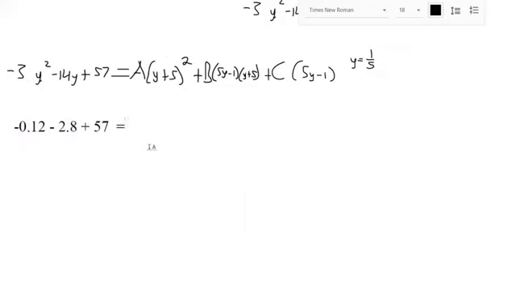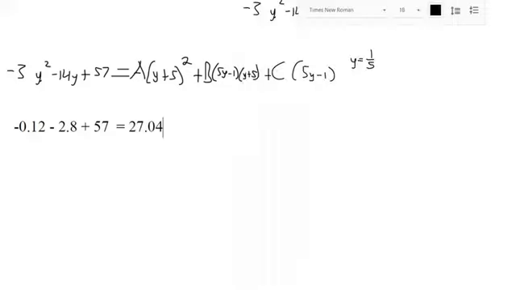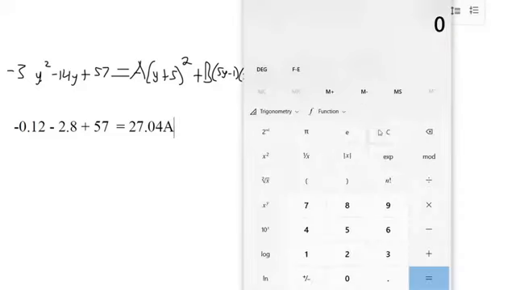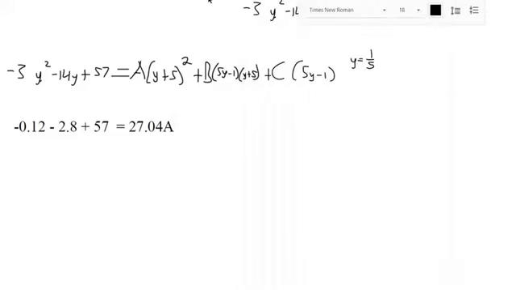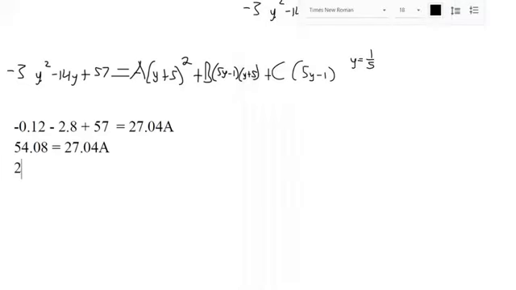And then on the right side, we're plugging in 0.2 into y. And then it's supposed to be squared. So we got 27.04 times a. Because all these turned out to be 0 because of our choice in y. Left side, cleaning that up a bit. 2.8 plus 57. Got 54.08 on the left side. If you divide both sides by 27.04, you get 2. So we just solved A is 2.